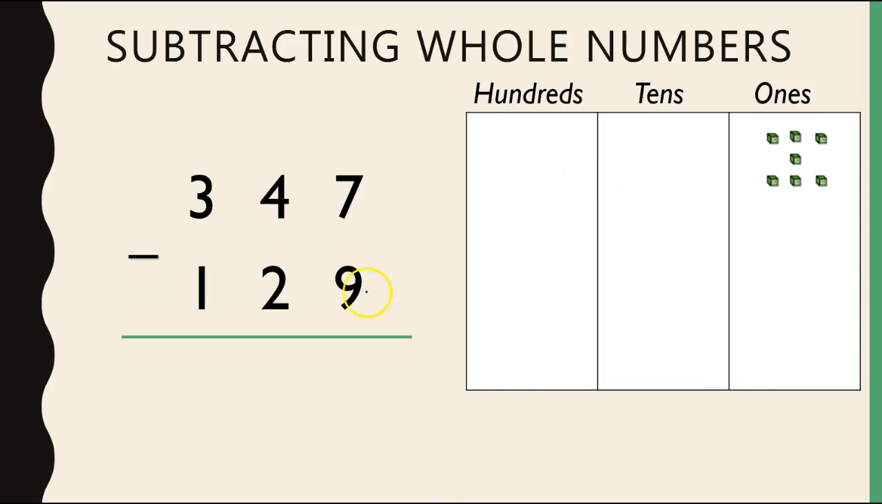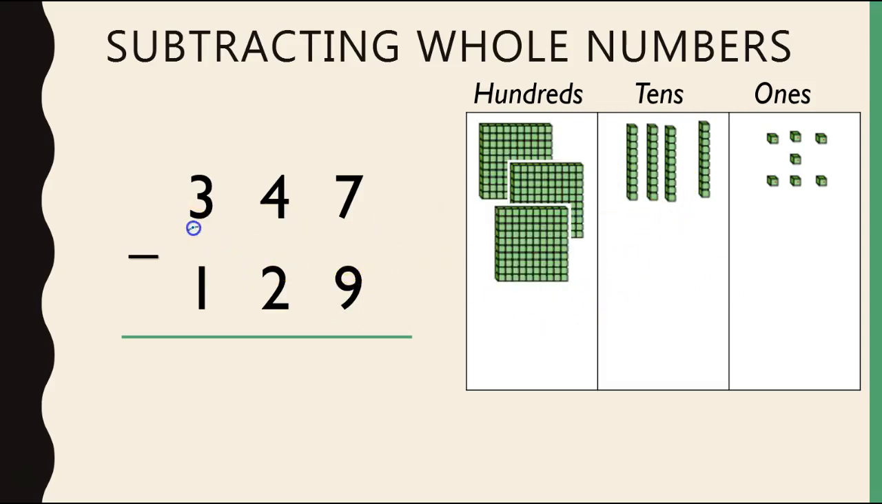So here we have 7 ones blocks, so we put 7 ones blocks here. Here we have 4 tens blocks, and then we have 3 hundreds blocks. Okay, so then the first thing we want to do is subtract 9. But you can see here we only have 7 ones blocks, don't we? So we can't subtract 9 when we only have 7.